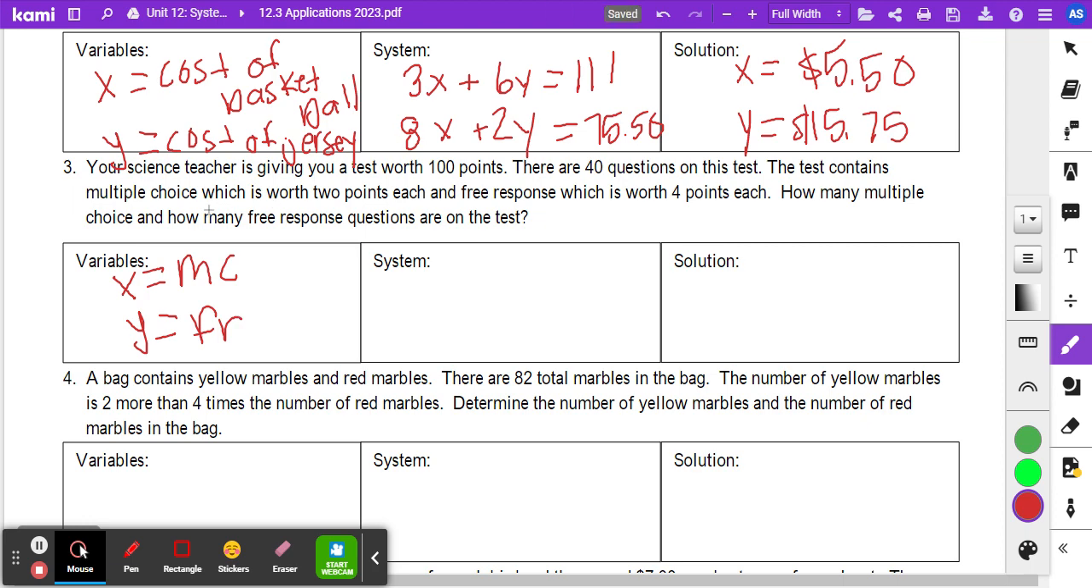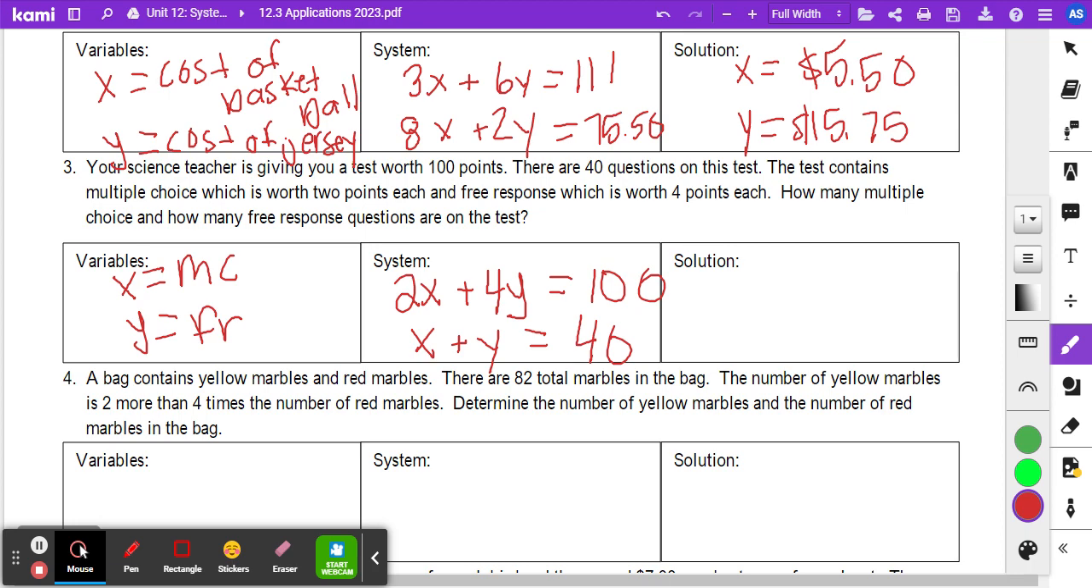And if we read this, multiple choice is 2 points each. We're going to have 2x plus 4 points of free response is going to equal our 100 points. The other equation we are going to write is how many total questions there are. So the multiple choice plus the free response needs to equal the total 40 questions. And again, go ahead and type this into Desmos. So we are going to have 2x plus 4y equals 100.